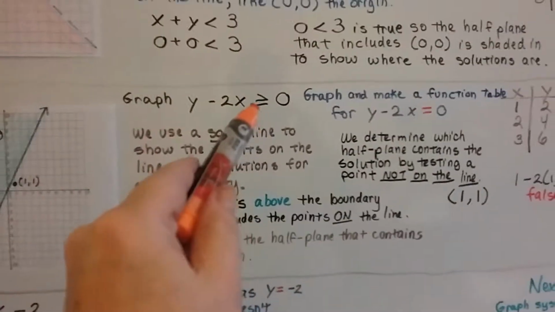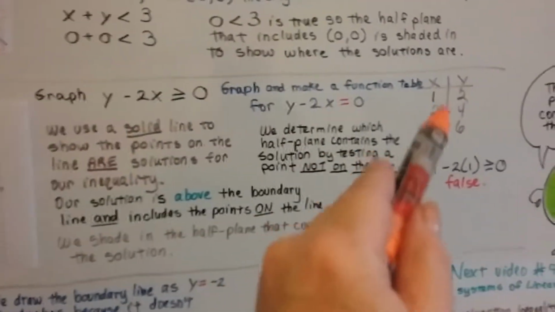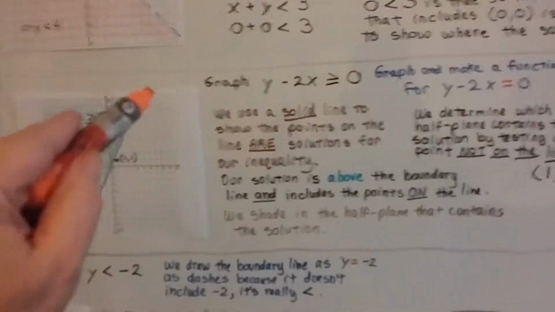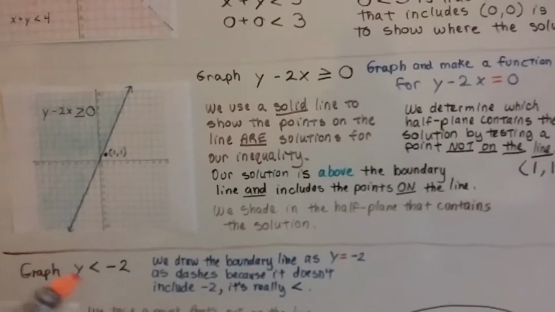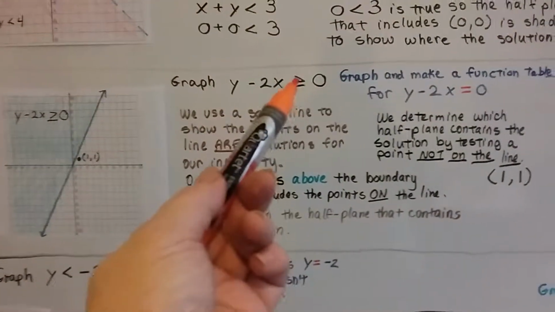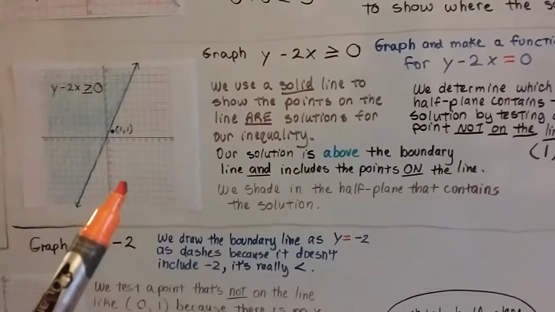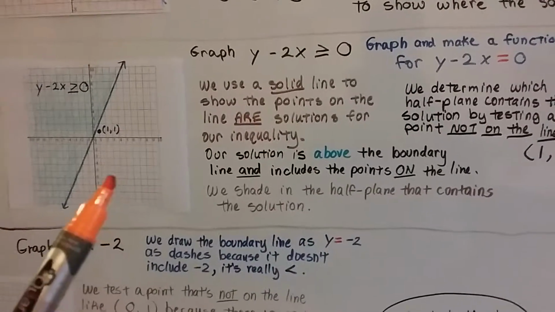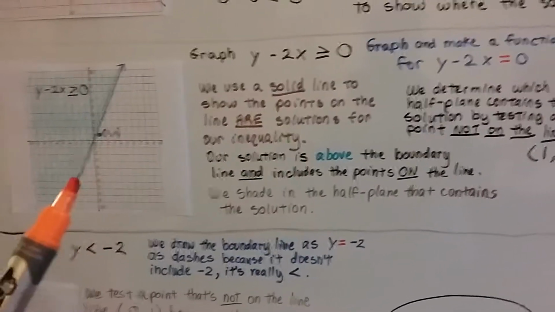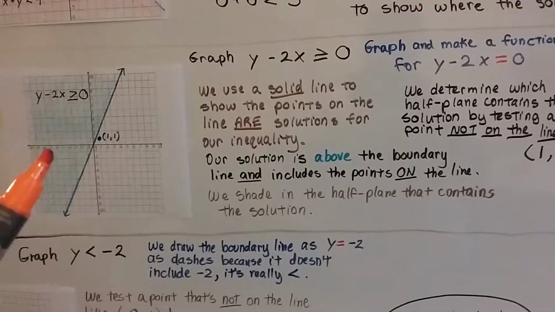Now, because it says it's greater than or equal to, it's going to include these points. So we're going to have a solid line. See? It does equal some of them, or greater than. So we use a solid line to show the points on this line are solutions for our inequality. And our solution is above the boundary line and includes the points on the line.